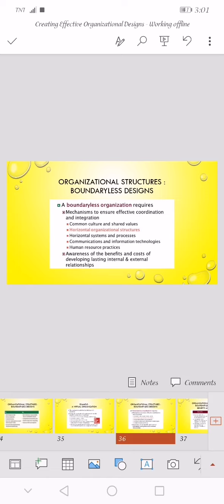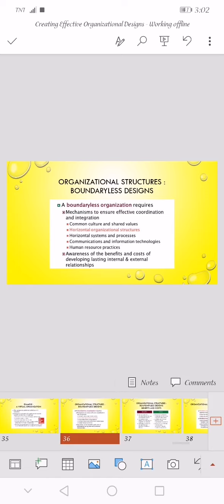Organizational structure, boundaryless designs. A boundaryless organization requires mechanisms to ensure effective coordination and integration. First, common culture and shared values. Second, horizontal organizational structures. Third, horizontal systems and processes. Fourth, communications and information technologies. Fifth, human resource practices. Awareness of benefits and costs of developing lasting internal and external relationships.